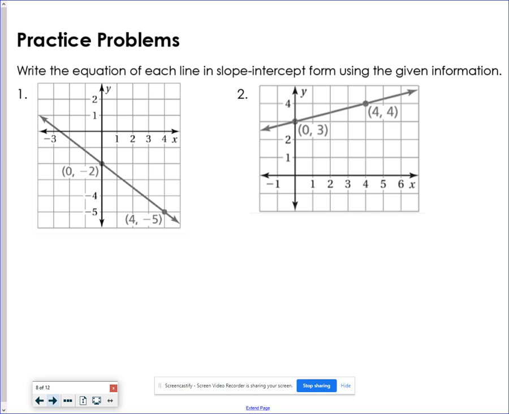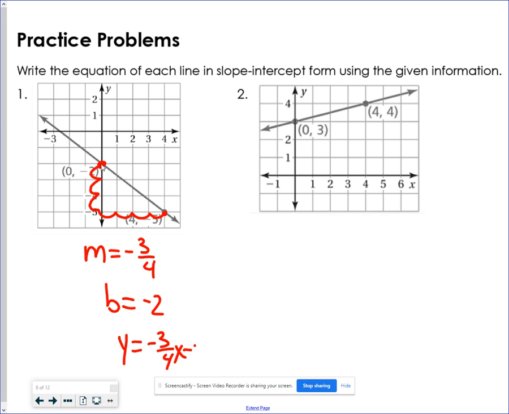And again, if you've got graphs, this should be pretty easy. The first one has a negative slope. It is just counting by ones in each direction, which is nicer for us. The slope is going down 1, 2, 3, and over 1, 2, 3, 4. So -3/4 for my slope. The y-intercept is starting right here at -2. So my equation is y equals -3/4 x minus 2.